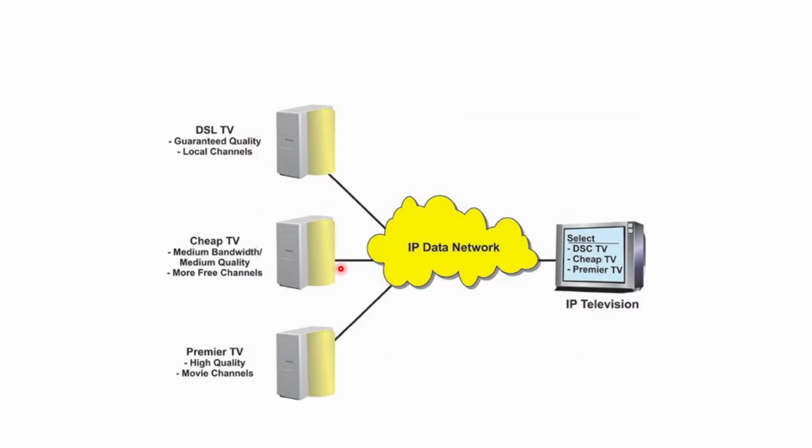Now here you can see, as we have seen the internet television, how to select the plan. If you're going for the DSL TV, you are having a guaranteed quality and the local channels. So you can say this is nothing but only local channels. Here cheap TV, medium bandwidth, medium quality, more free channels. Premium TV, you are having a high quality, you are having movie channels. This is the IP data network, and then you are supposed to select which one you want. You want this DSL TV, you want a cheap TV, you want a premium TV.